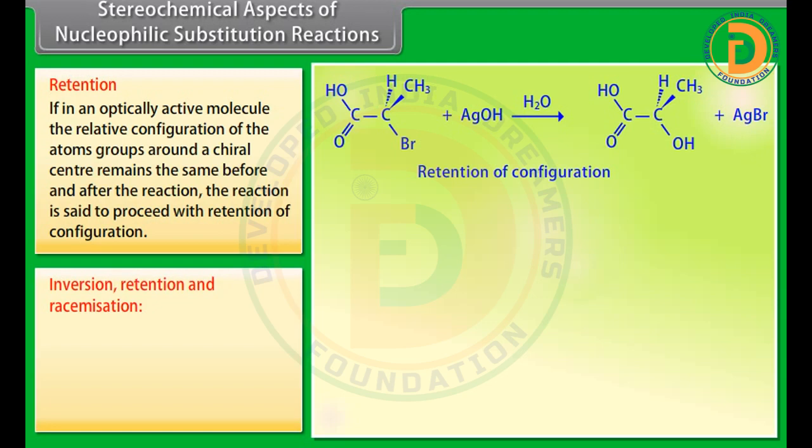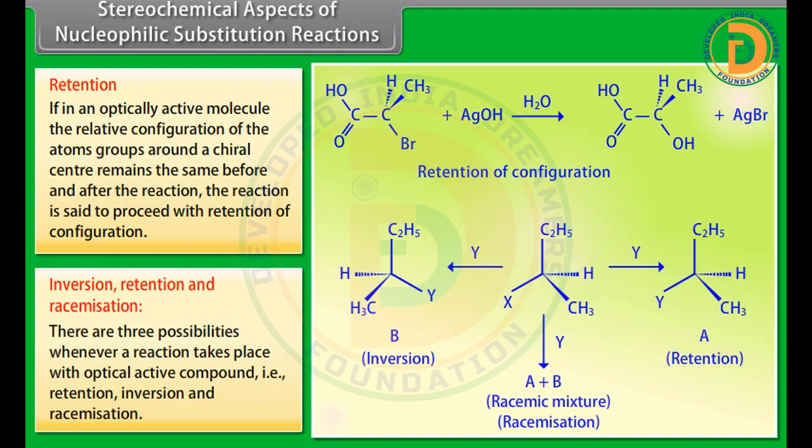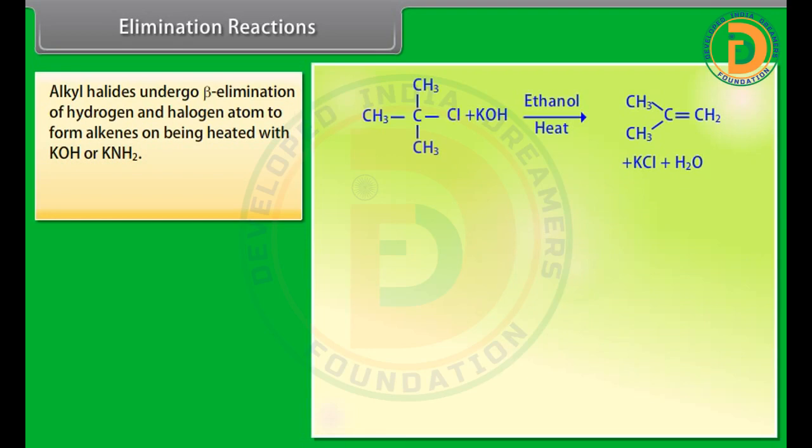Inversion, retention, and racemization. There are three possibilities whenever a reaction takes place with an optically active compound, that is, retention, inversion, and racemization. Elimination reactions. Alkyl halides undergo beta elimination of hydrogen and halogen atom to form alkenes on being heated with KOH or KNH2.